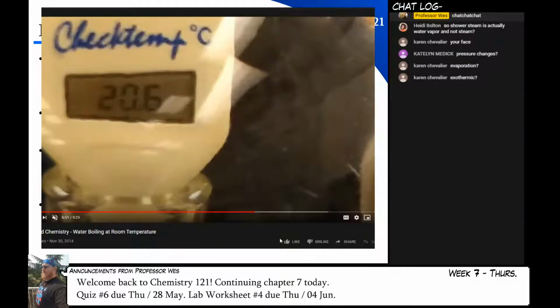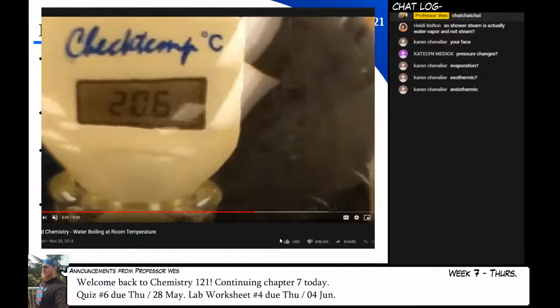Exo means the energy goes out, and out would be out of the water and into the thermometer, which should get hotter. Endothermic, there you go. So if something is endothermic, the energy is going into the water. And the energy would be heat or ambient temperature from outside sources, which would be the thermometer in this case.